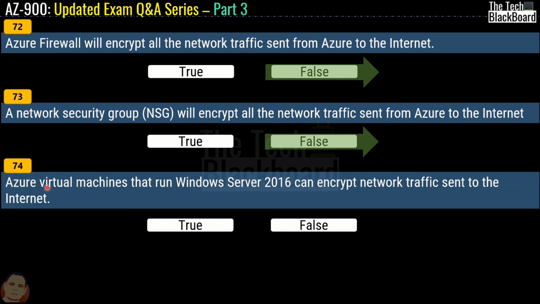And this one says that Azure virtual machines that run on Windows Server 2016 can encrypt network traffic sent to the internet, whether it's true or false. The correct answer for this question is false.